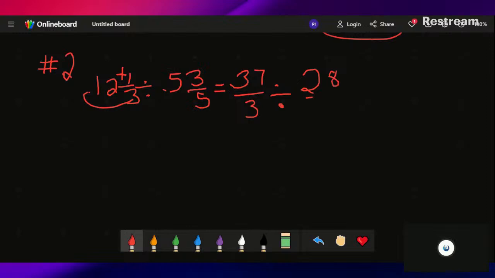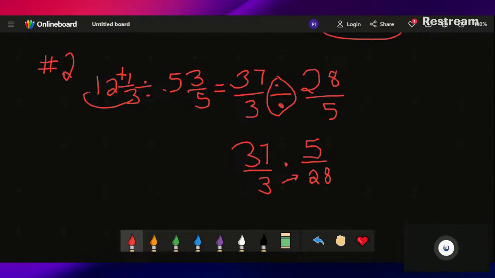And we're going to do the same step that we did before. We're going to reverse this by inverting the symbols. We're going to reverse the symbols from division to multiplication. So we're going to write the 28 is now going to be the denominator. And this is going to be multiplication now. The first number is going to stay the same. And we're going to multiply across.